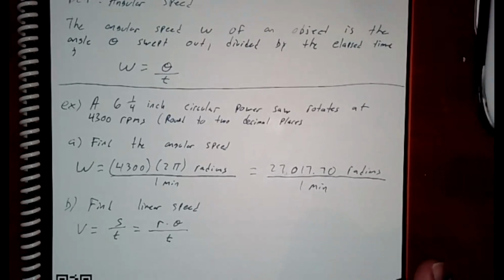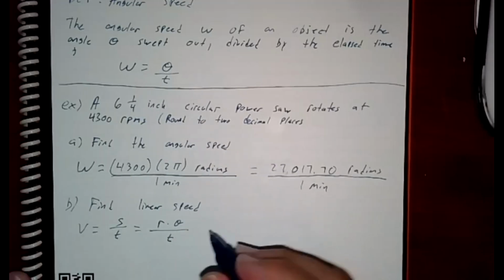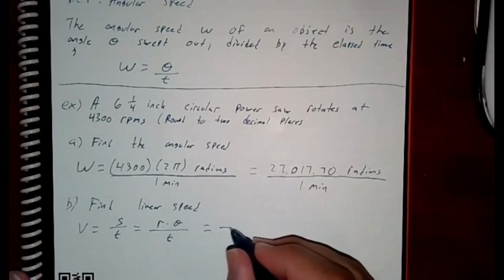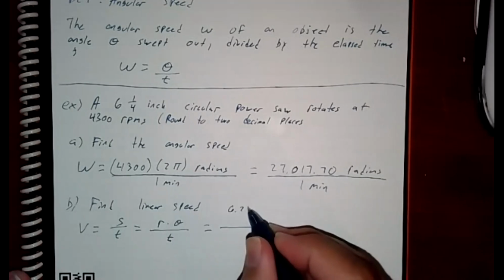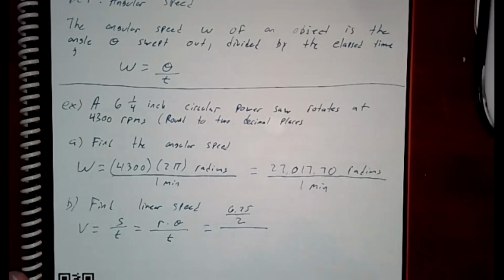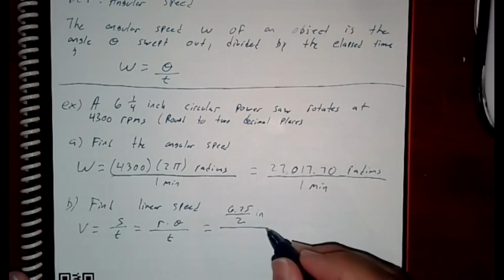What is R? Did they give us R? No, but they give us the whole thing. All you have to do is divide it in two, right? Yeah, exactly. So we have the entire saw. So cut it in half and we'll have R. So this would be 6 1/4, which is the same as what? 6.25. You guys agree? Cut that in half. 6.25 over 2. So that's my R.